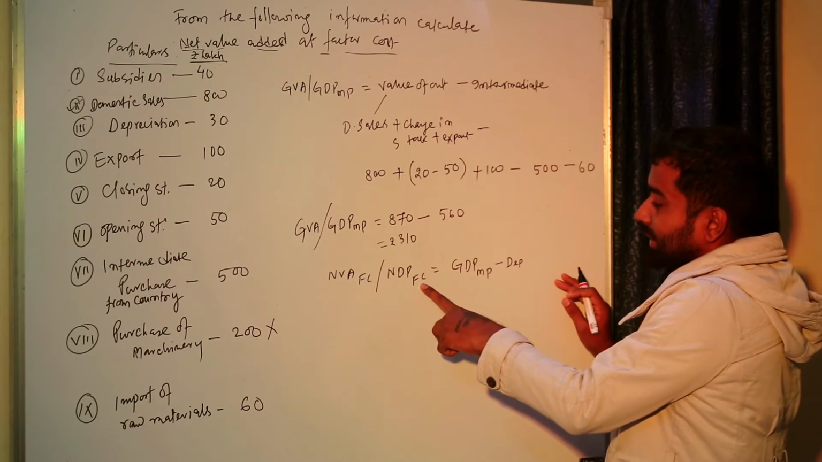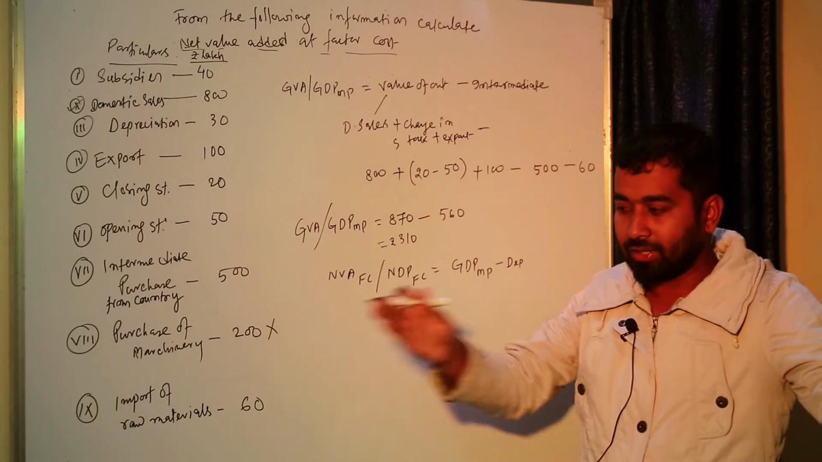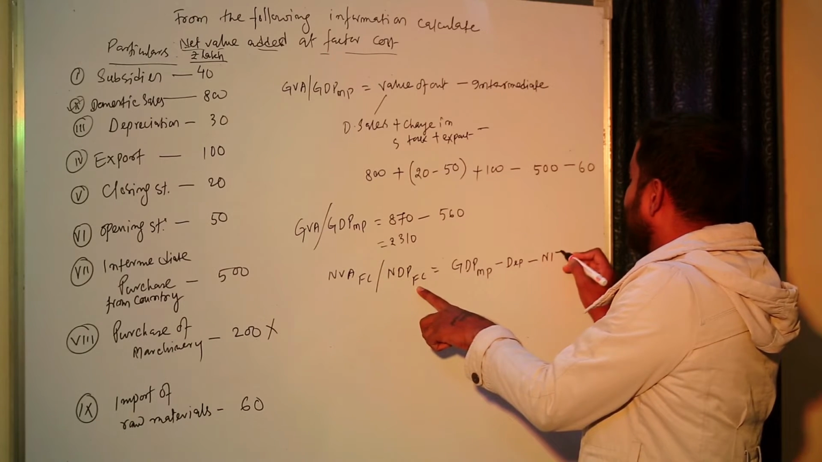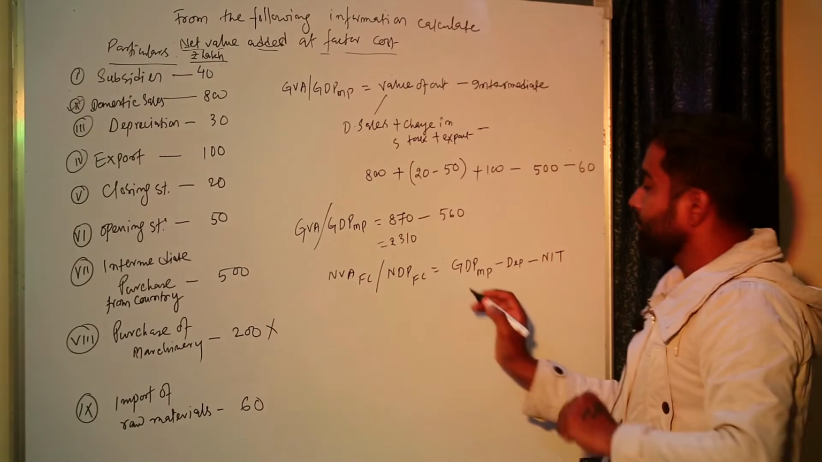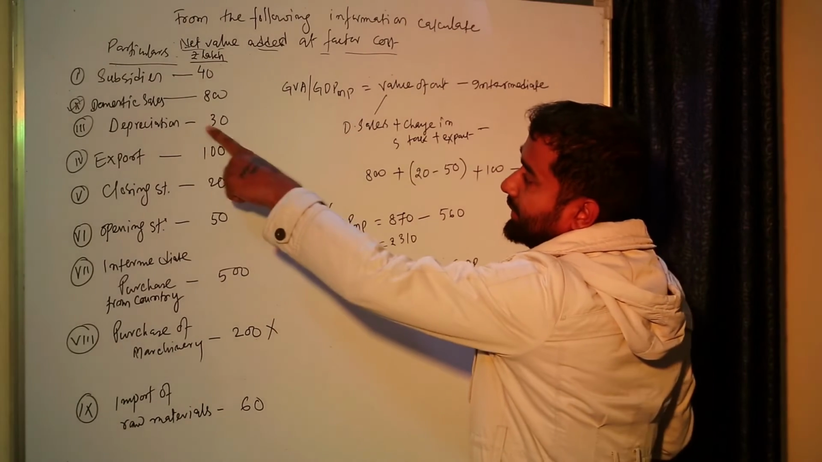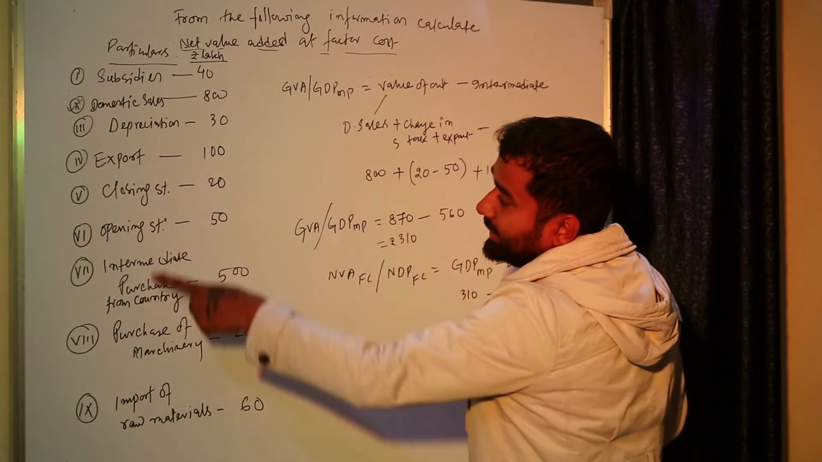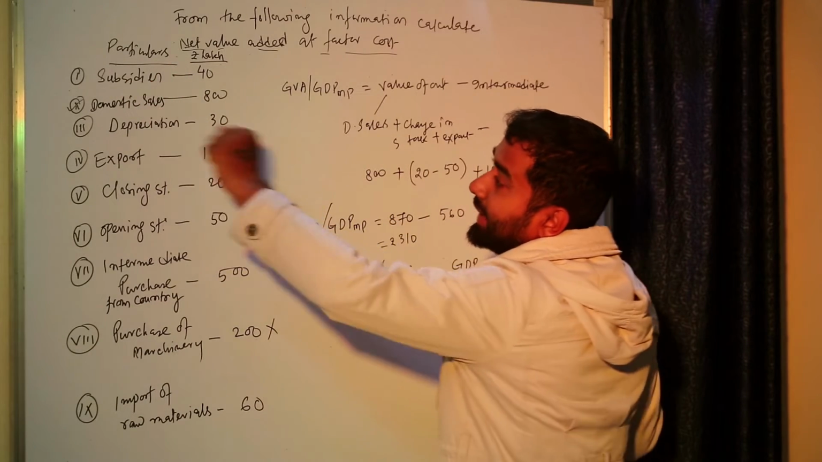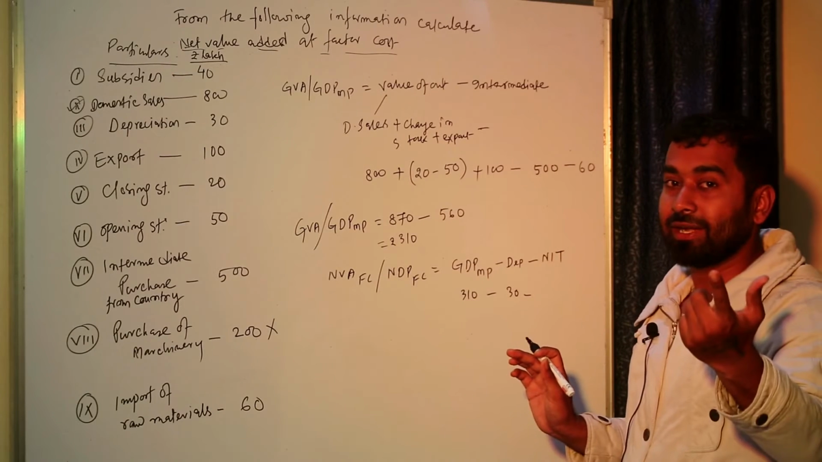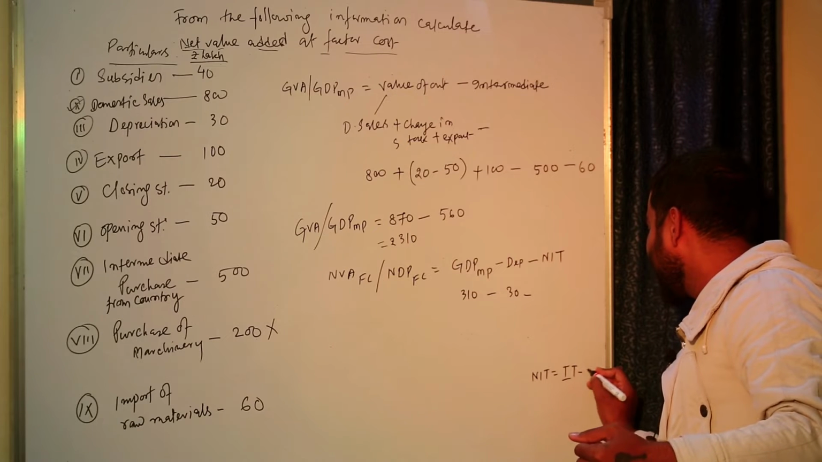Next, I am making factor cost from market price. Again market price is the bigger one, I am making the smaller one, so again minus, and the tool between market price and factor cost is NIT. Now I have 310 minus depreciation. Depreciation is given here as 30, minus NIT. Now check whether NIT, net indirect taxes, is given. Net indirect taxes are not given here. So if not given, how should we calculate net indirect taxes? NIT equals IT minus subsidies.